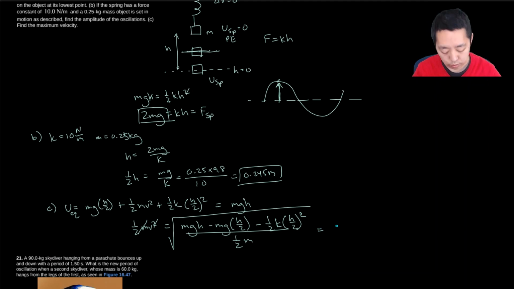Okay, so I'm going to do the square root of mgh, so m is 0.25 times 9.8 times h. Actually, if I subtract it, I just get h over 2. But just to be clear, h is 0.49 meters. Times 0.5, minus 0.5 times 10 times (0.245) squared, divided by 0.5 times 0.25, and square root of that. I get 2.76 meters per second.